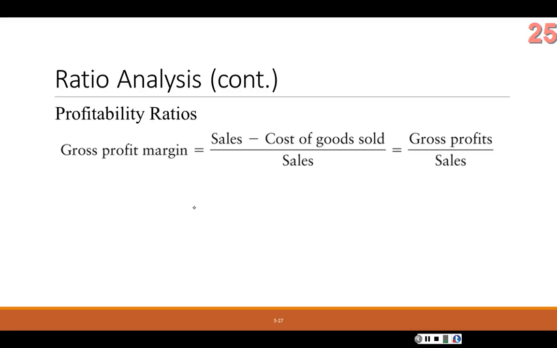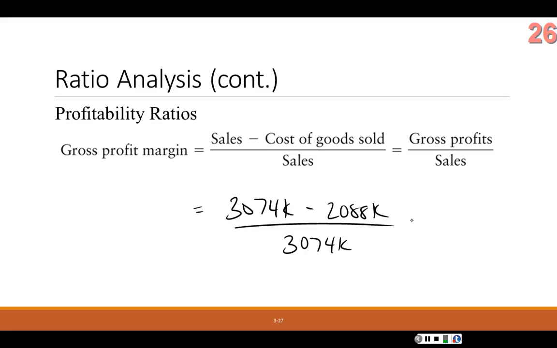For Bartlett Company, sales is $3,074. Subtract our cost of goods sold found on the income statement and divide that by sales. And you get 32.1%. So when we deduct only cost of goods sold, this company is keeping 32.1 cents of every dollar sold. This is the least restrictive definition of profitability that we use.